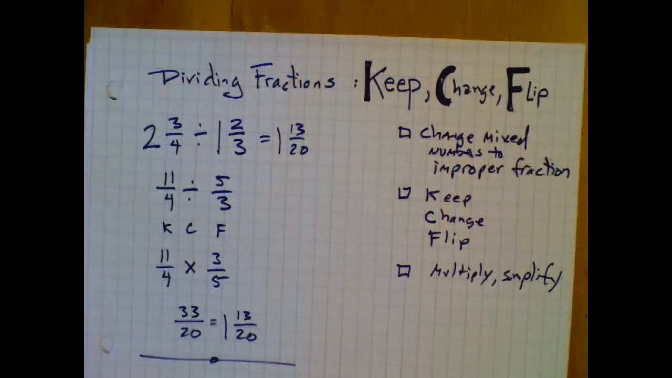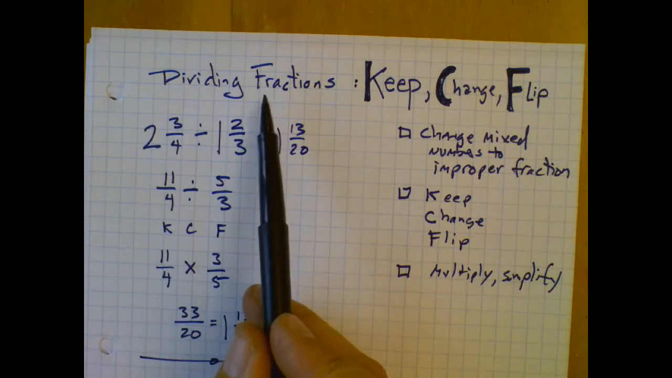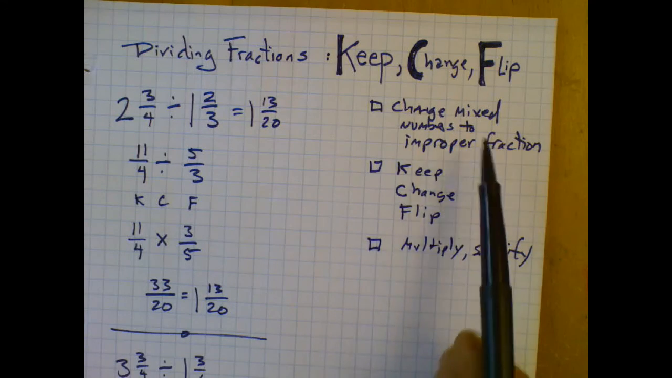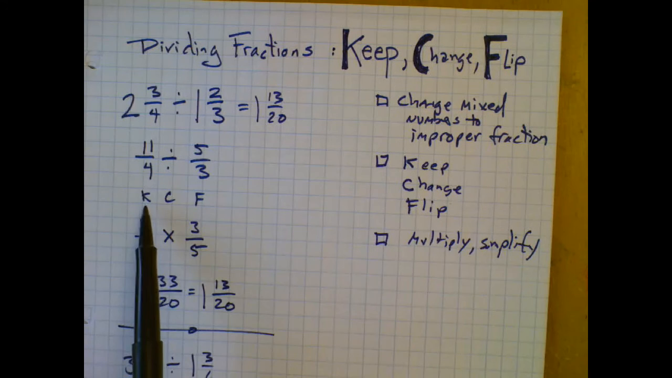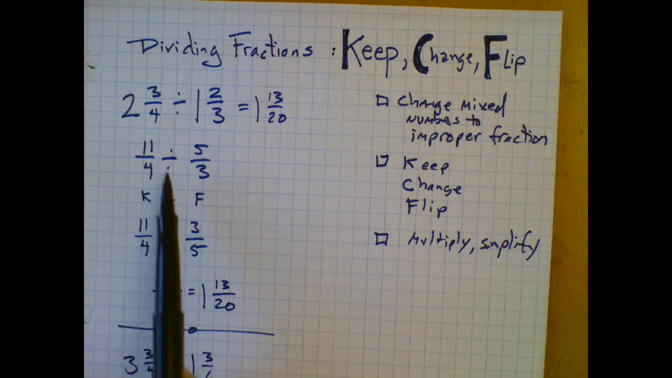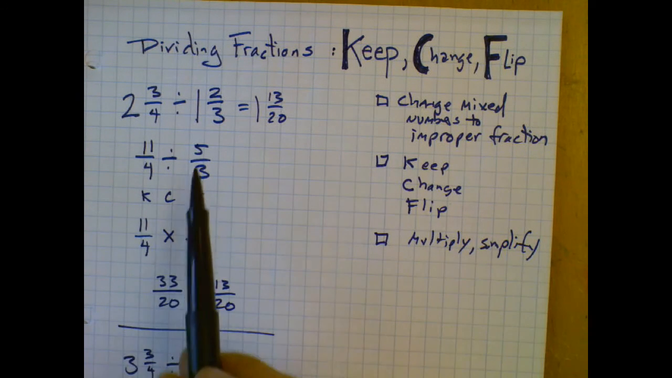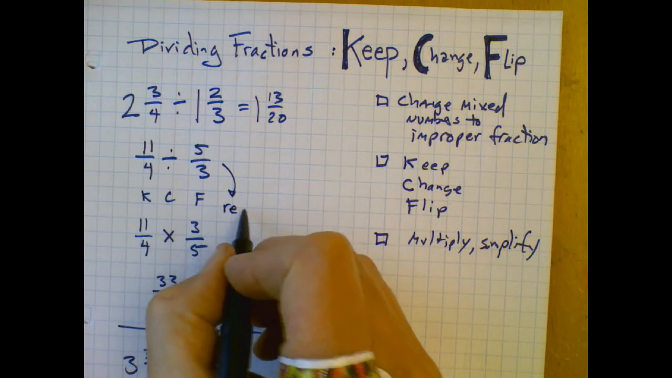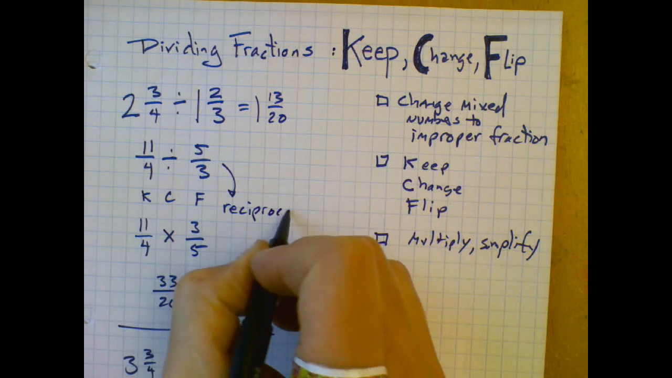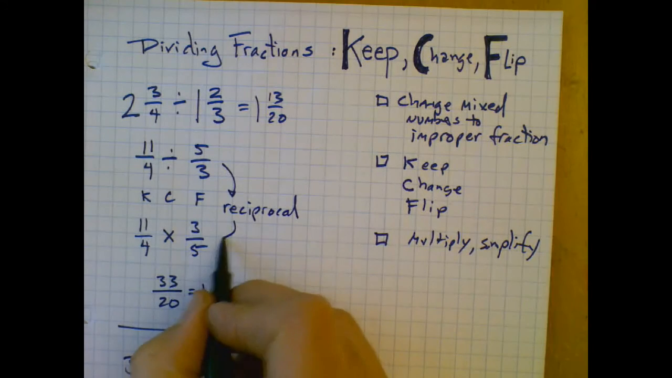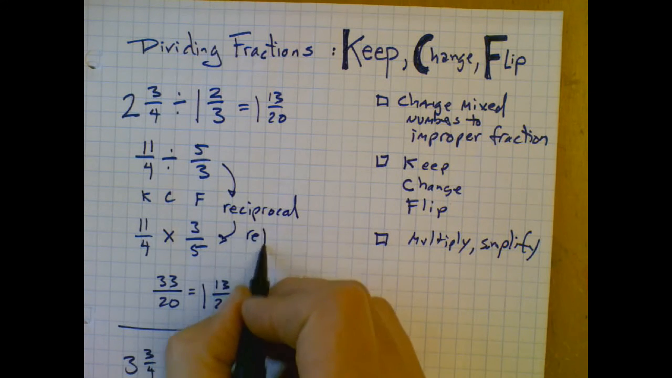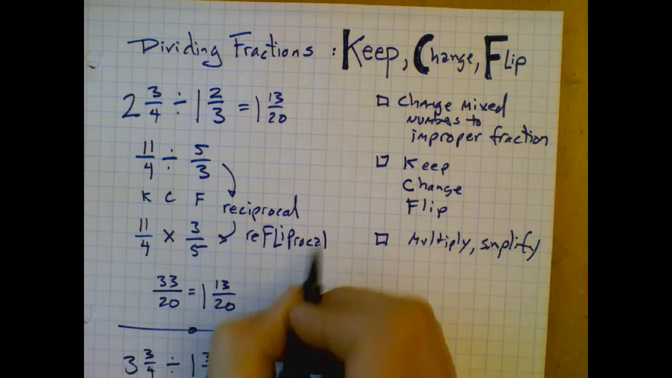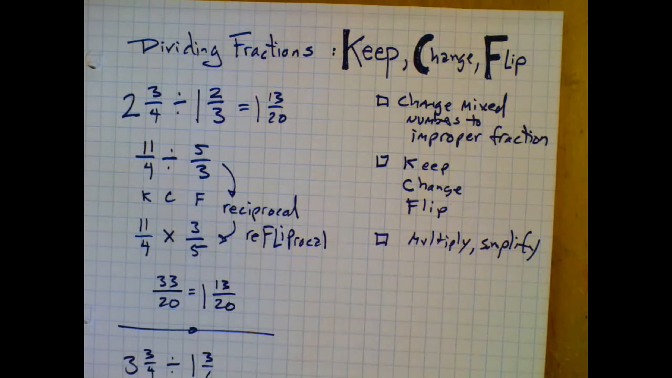So this has been your video on dividing fractions using the keep, change, flip method, where we changed every mixed number to an improper fraction. Then we kept the first number, we changed from division to multiplication, and then we flipped the second number. This, remember, is called the reciprocal. Sometimes also known as the refliprical. That's not a real word, folks. But you can see we're flipping it over.